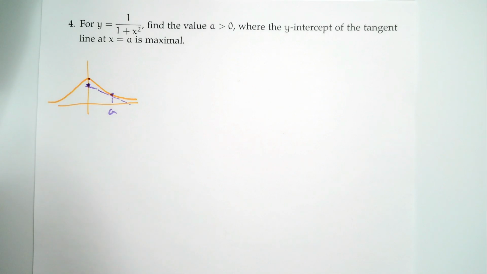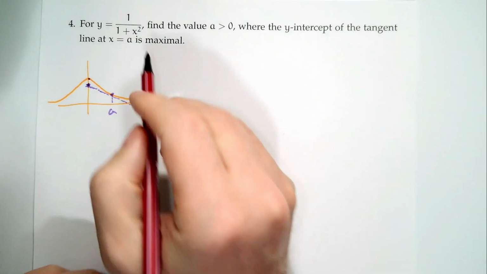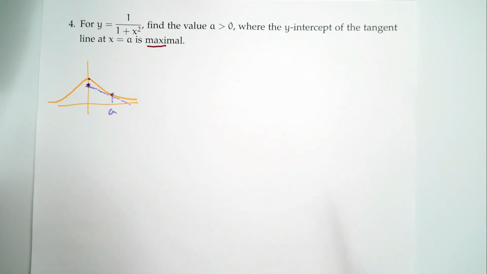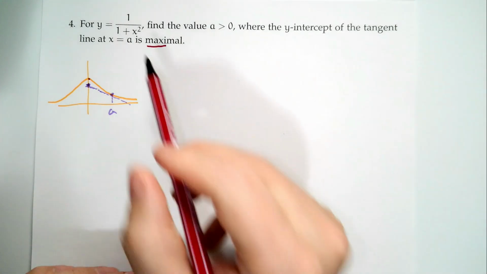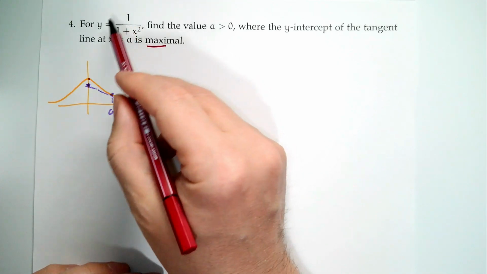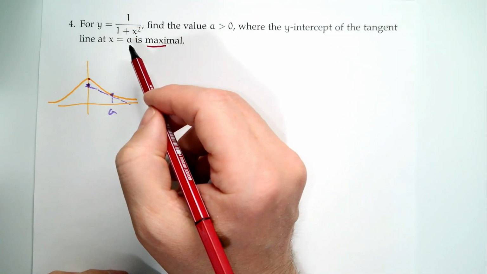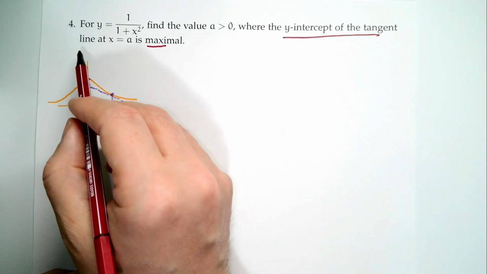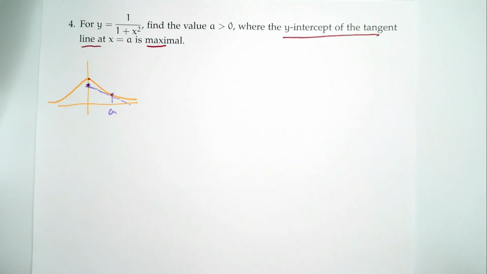Well, all right. So we need to figure out what we're optimizing. That means we need to make a function. This is an optimization problem. We know it's an optimization problem because we see this word maximal, which means we're trying to make it as big as possible. That's optimization. So we need a function. Now, is this the function we're trying to optimize? Well, no, it's not. What are we trying to optimize? The y-intercept of the tangent line. That's what we're trying to optimize. So we need to write the y-intercept of the tangent line as a function.